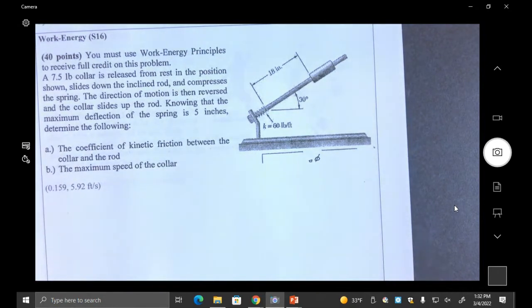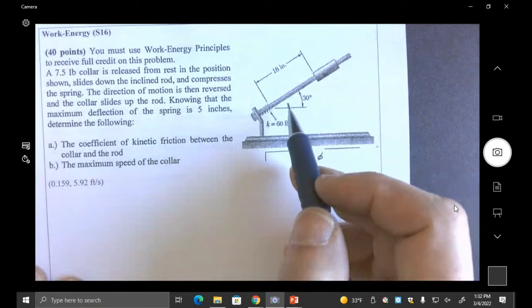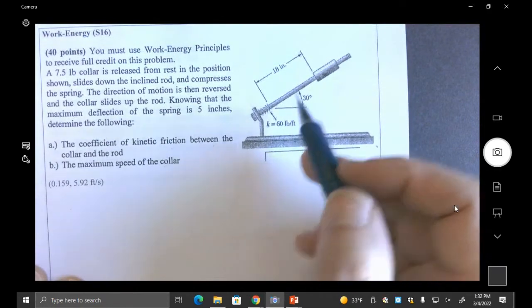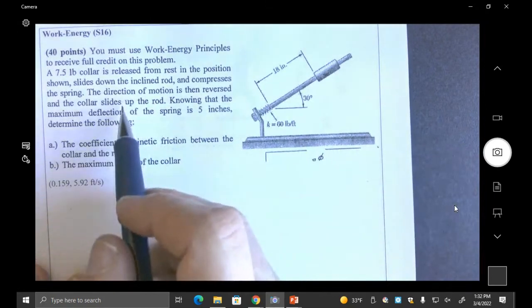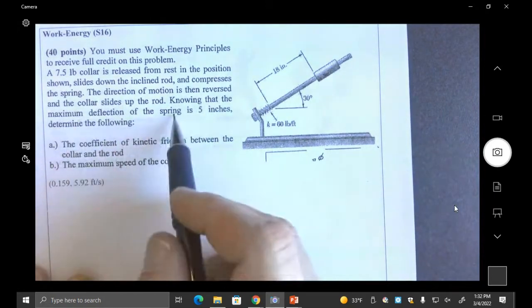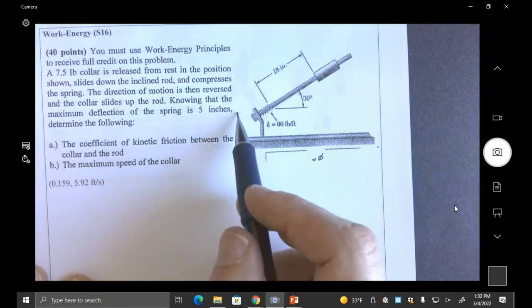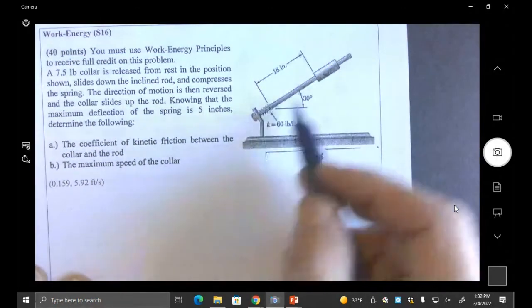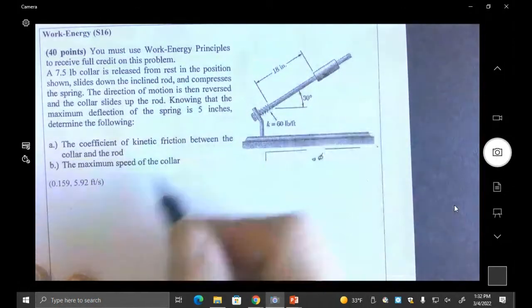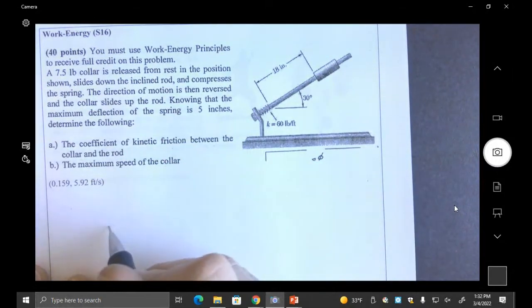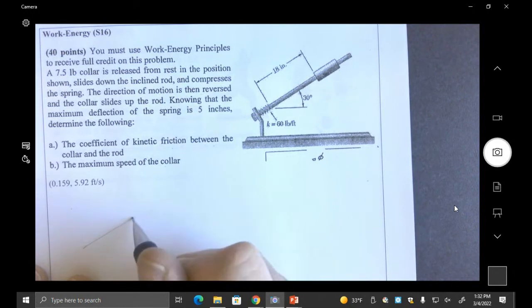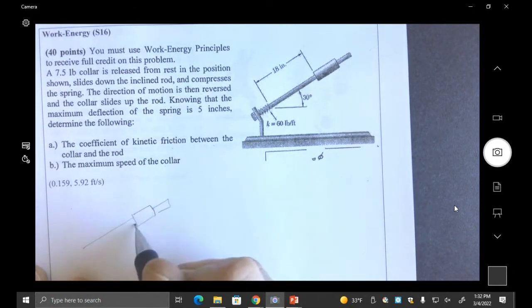It's a good question. All right, so it's always a good idea to draw your 2 things here. First off, knowing that the maximum deflection of the spring is 5 inches, maybe we want to go from this position, we call that 1, down to the position where it gets compressed 5 inches. So we'll kind of just draw this thing out, right? We got to kind of tell ourselves a story when we're doing a problem like that.